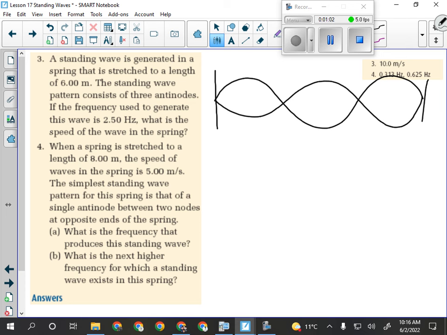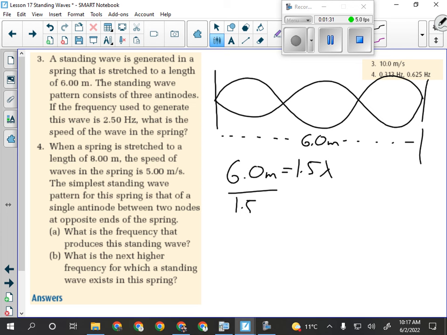So this distance here, how does that and the picture I just drew help me? You can figure out the wavelength. Exactly, I can figure out the wavelength. How many wavelengths are there in that picture? 1.5 wavelengths. So I know that 6.0 meters equals 1.5 times lambda. All I have to do is divide 6 by 1.5 and I'll get lambda. Is it 4? Yeah. So lambda is now 4 meters.